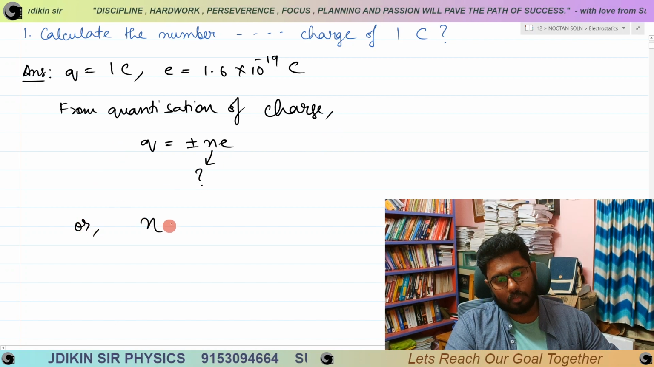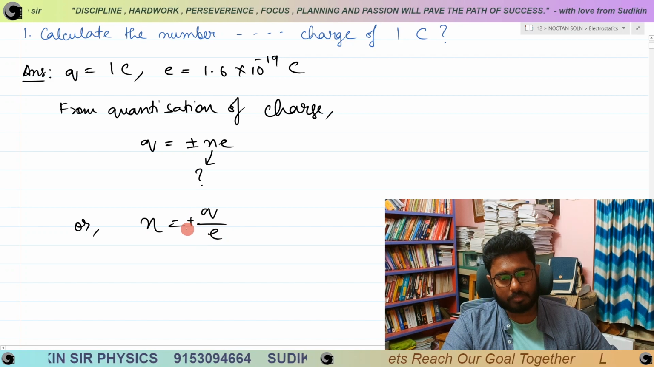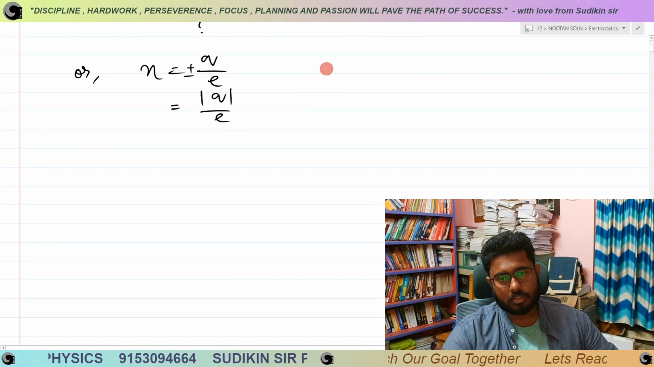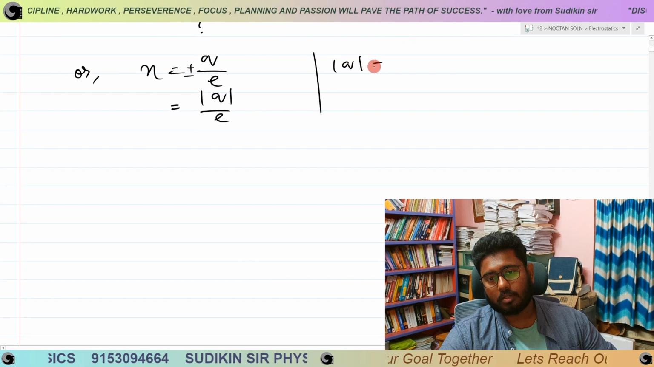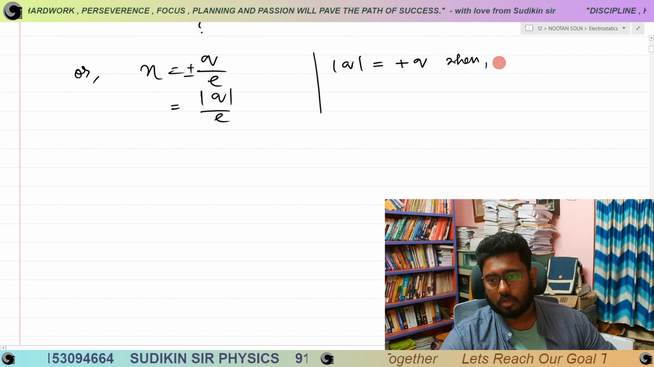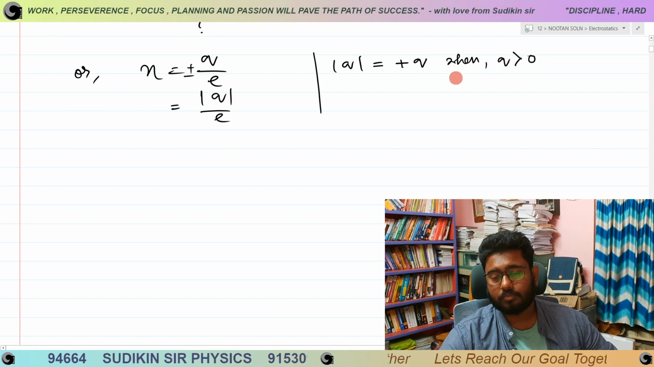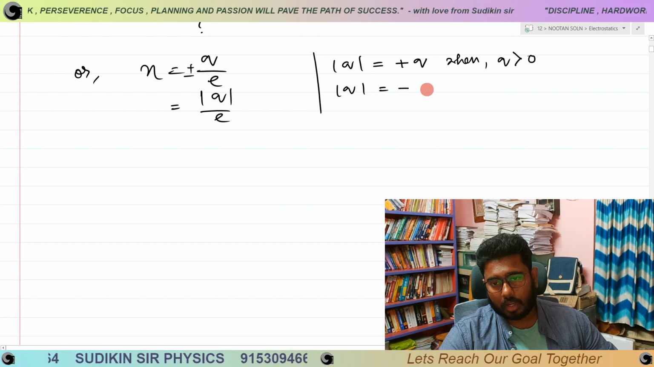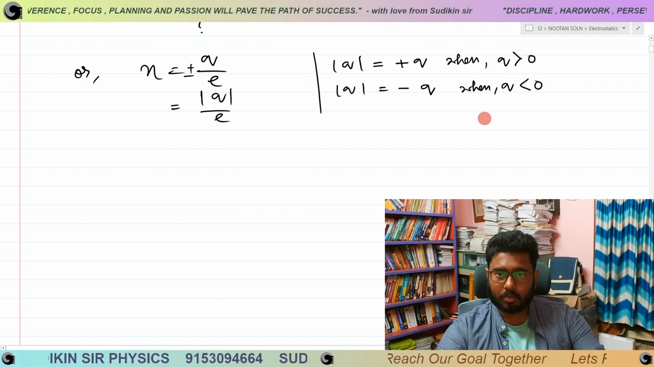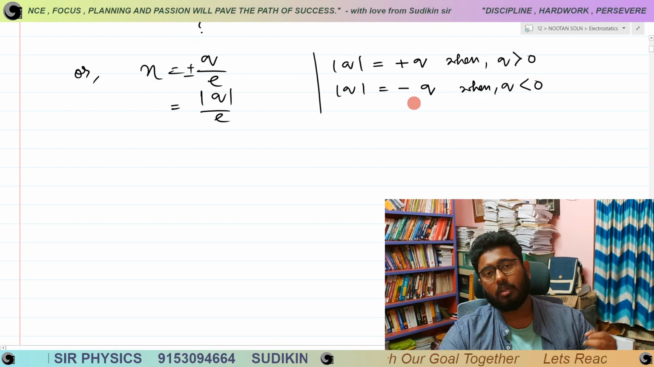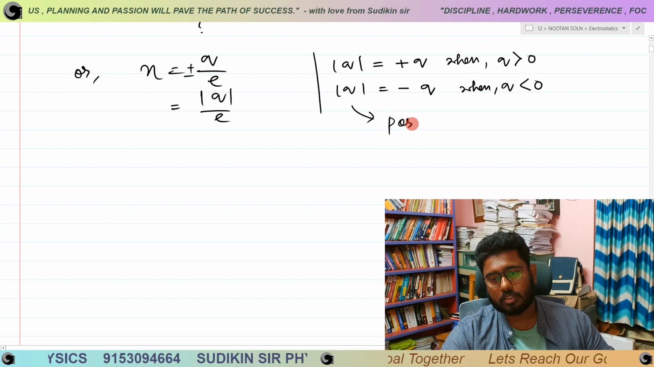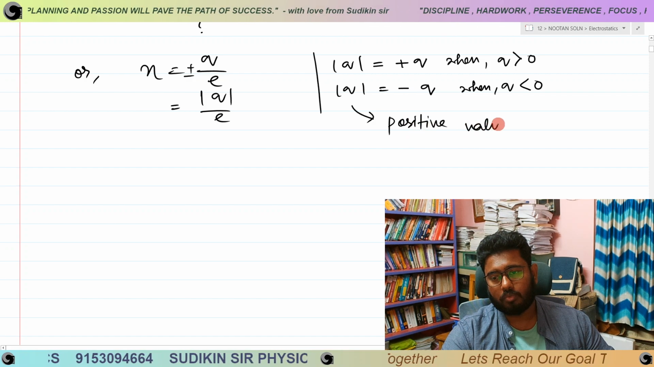So N will be Q by e, plus minus. We can leave it as a mod value, or we can write mod Q by e. What does mod Q mean? Mod Q equals plus Q when Q is greater than 0. Mod Q equals minus of the value of Q when Q is less than 0. That means if it is a negative number, the negative of the negative number will obviously be positive. So mod Q, in simple terms, will always return a positive value.